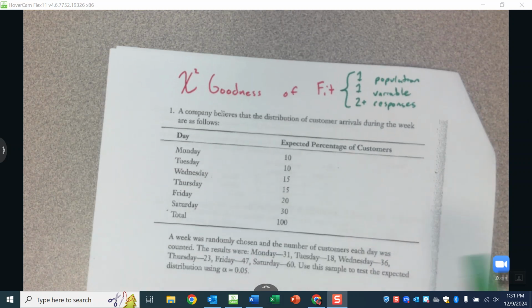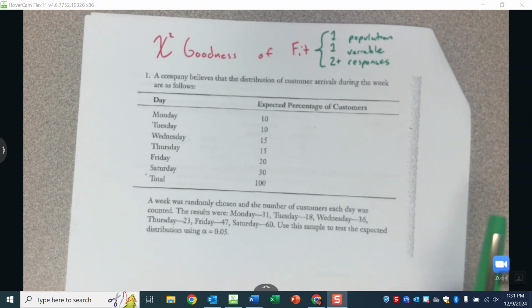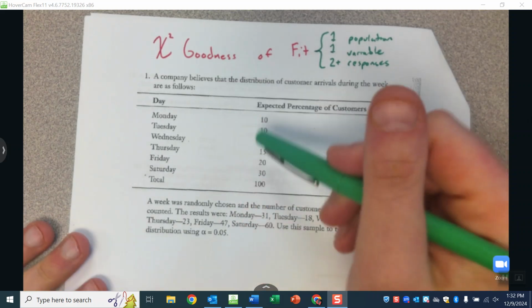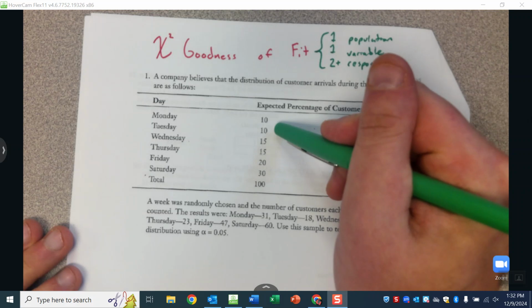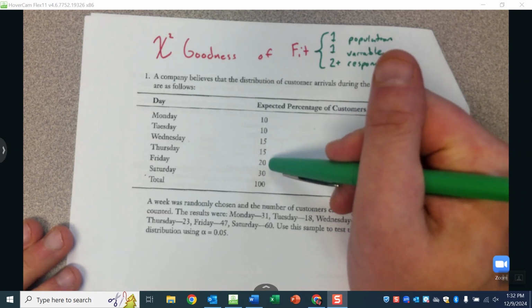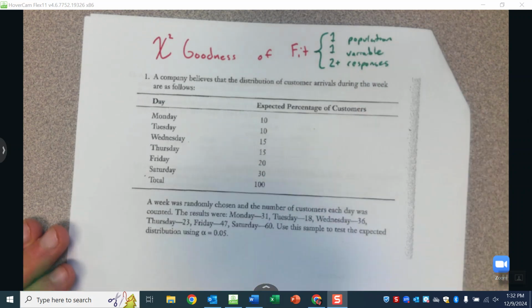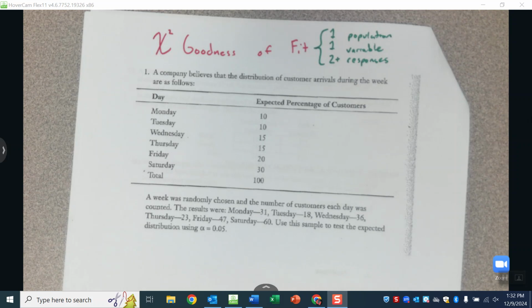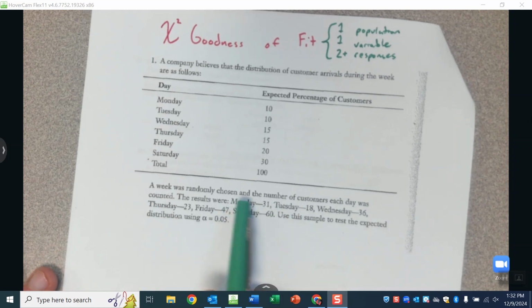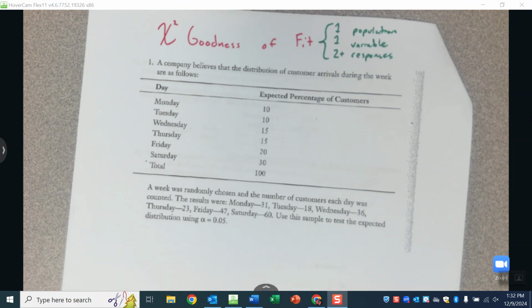So here's the scenario. We've got this company, and they believe that the distribution of customer arrivals is as follows. They think that 10% of people that visit the store come in on Monday, 10% on Tuesday, 15% on Wednesday and Thursday, and then it picks up at the end of the week with 20% on Friday and 30% on Saturday. So that's what they think is happening. And they want to investigate whether this model, whether this expectation, is correct. So they take a sample of customers when they visit the store, and they want us to use this sample to evaluate whether this model is a good fit or whether we have good evidence to say that this model is wrong.